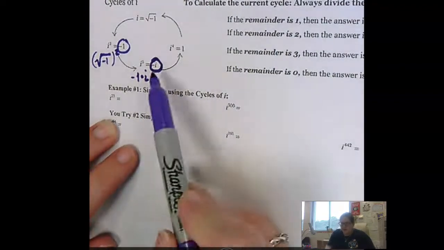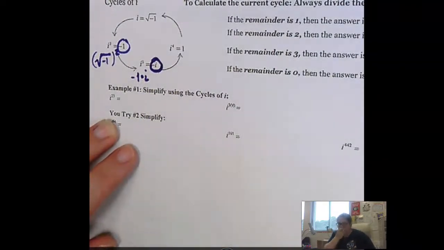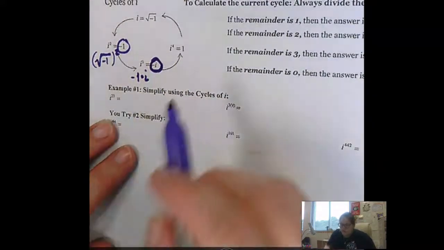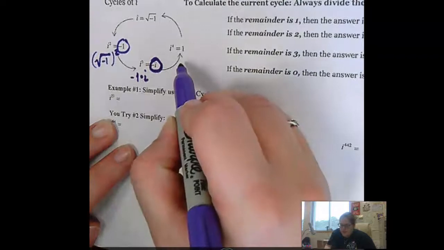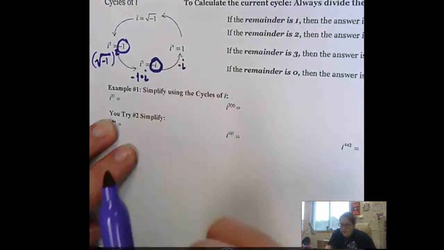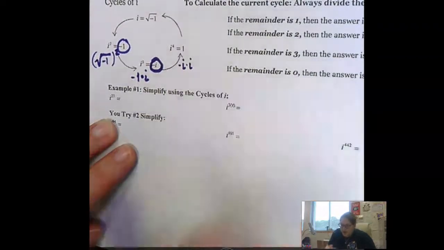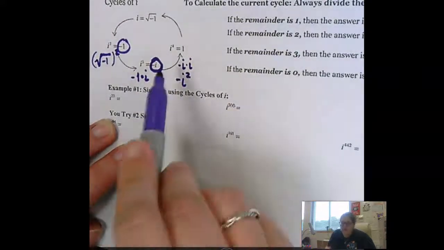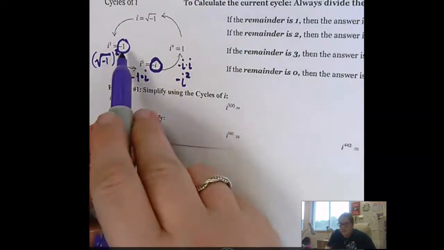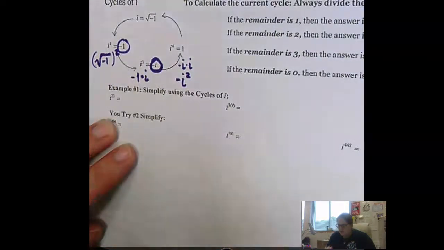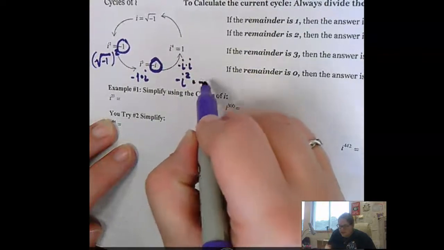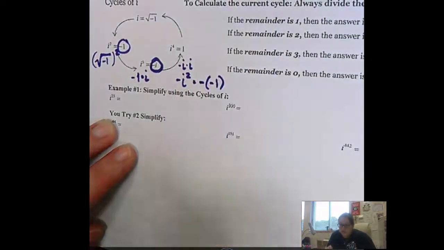All right, so say I take that -i and I multiply it by another i to get to i to the fourth. So that would be -i, because i to the third is -i, times another i, which is -i squared, since it's i times itself, and we already determined that i squared is -1. So if I've got -i squared, that's -(-1), which is a positive 1.